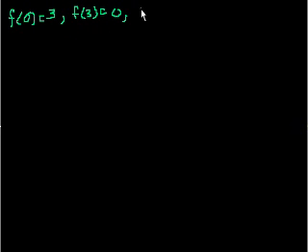Well, they tell us that f of 0 is equal to 3. They also tell us that f of 3 is equal to 0. They tell us that f of 6 is equal to 4.